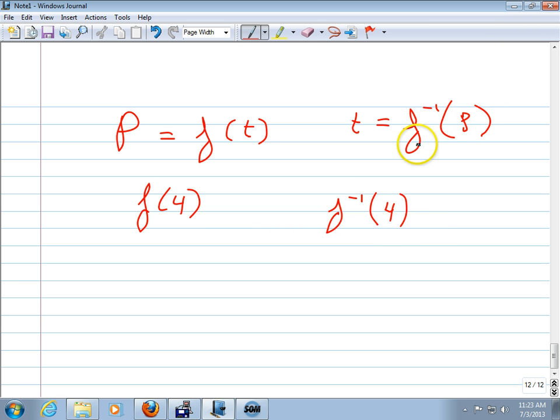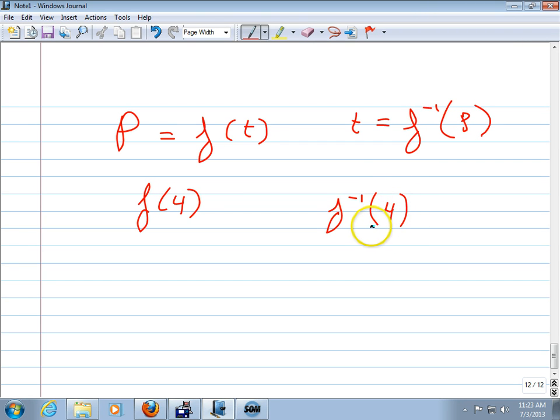When you're doing the regular function, you're plugging in time and you're getting population. But when you invert a function, you're actually swapping the domain and the range. So the input is not time and the output is not population. The input is population and the output is time. So what does this really mean? I'm plugging in 4 whats.